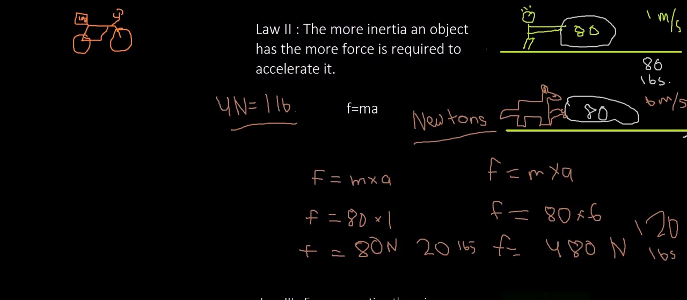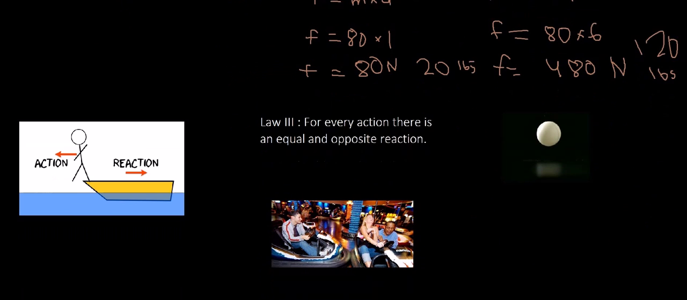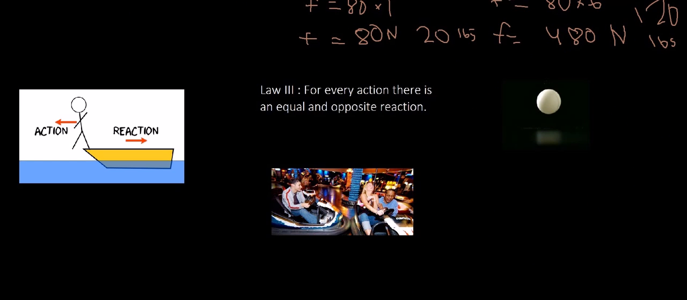And Newton's final law was, for every action there's an equal and opposite reaction. We also expressed this in a bumper car example, where one bumper car bumps another, and the force that this guy put on the bumper car, he will also get, because the same force will be passed back to the bumper car that bumped the other one.